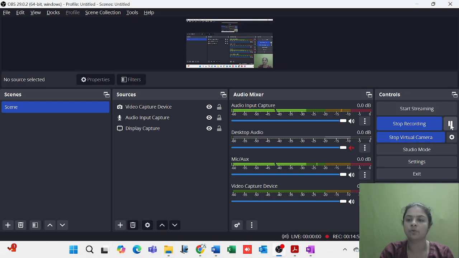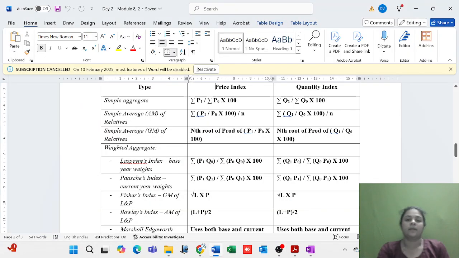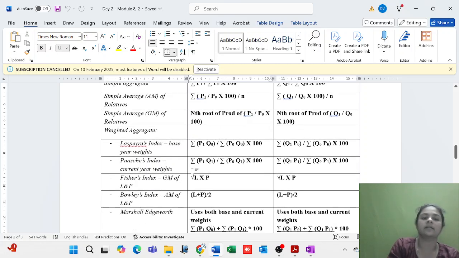Then we will go to, yes, so continuing, we are going to see weighted aggregates. In that there are 4-5 methods. The question will specifically tell you which method they want you to use. You have to accordingly use.